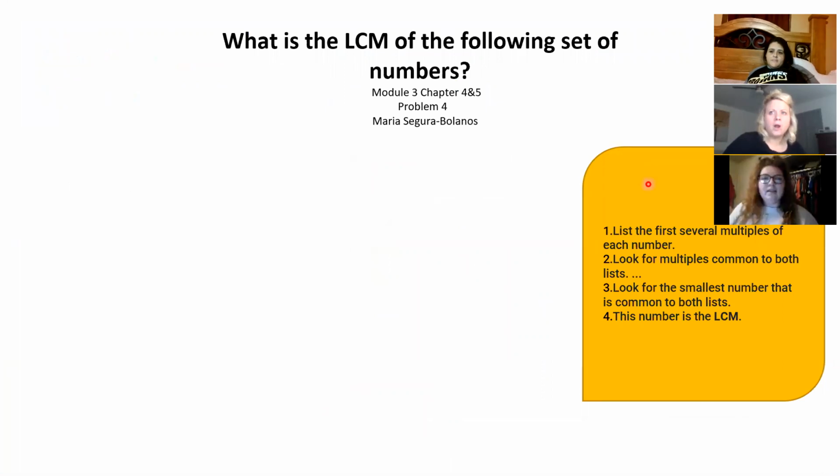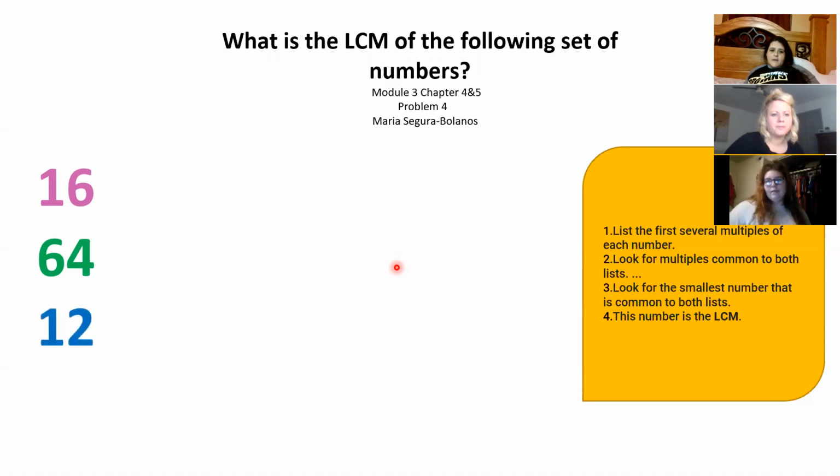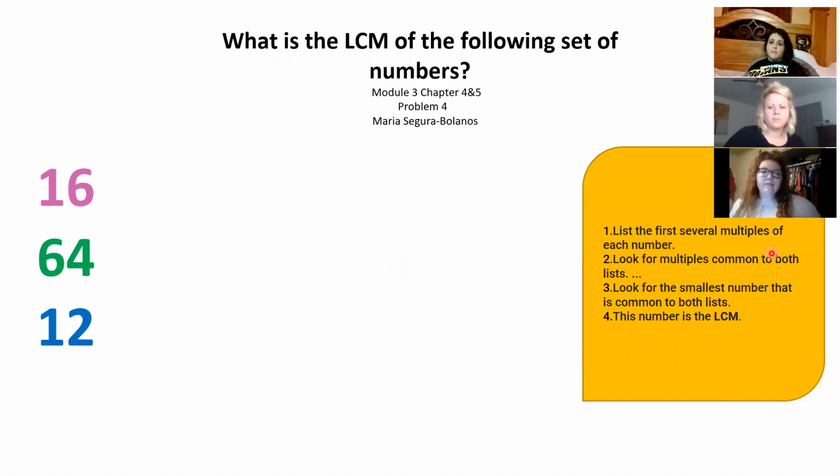All right, Maria, I have a question for you. What is the LCM of the following set of numbers? Well, we've got 16 and 64, and then we've got 12. Well, we'll do the first two first. Now, one of the things we want to remember is we're going to list the first several multiples of each number. We're also going to look for common multiples in both lists, and then we're going to find the smallest number based off of that.